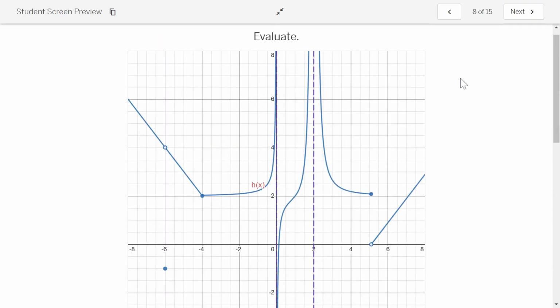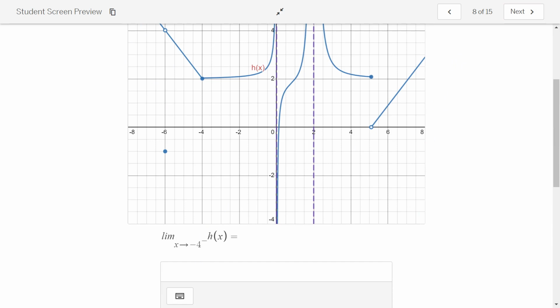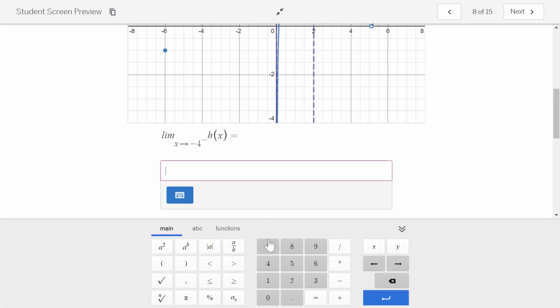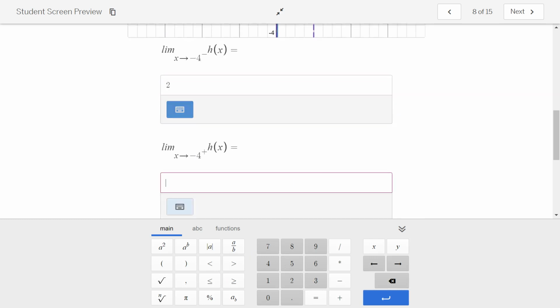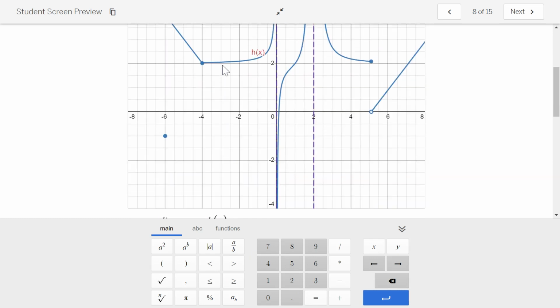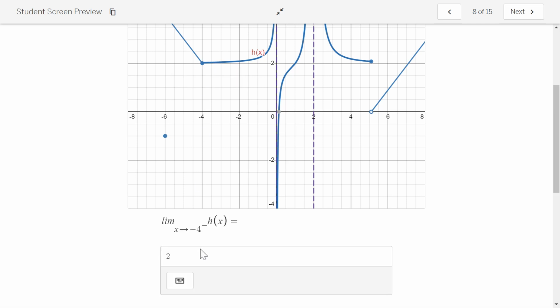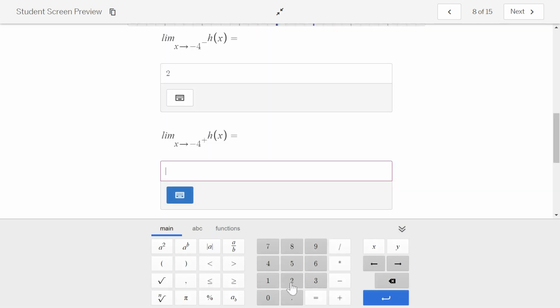So let's check out the next one. Same graph. Now we're evaluating at -4. Okay, so now we're looking at this input value. So now we're approaching -4 from the left, right? That's what that means. And so as we go from the left of -4 and get closer and closer to -4 on the x-axis, we see that our y values get closer to 2, right? So we get 2 there. As we approach -4 from the right, again, our output values get closer and closer to 2. So we're going to put a 2 there.